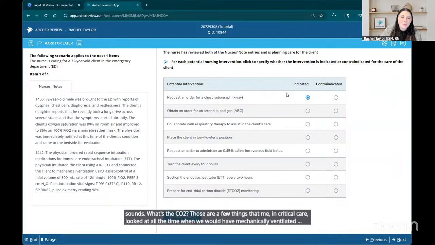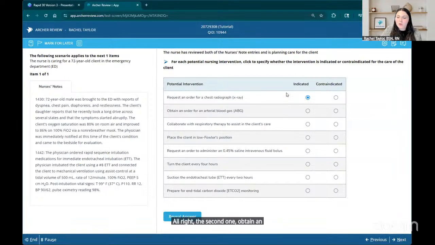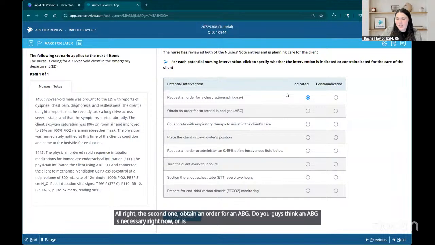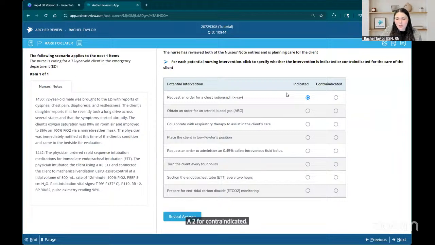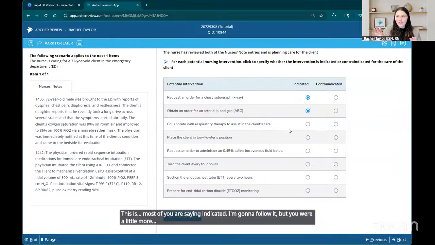All right, the second one, obtain an order for an ABG. Do you guys think an ABG is necessary right now, or is this contraindicated? Give me a 1 for indicated, a 2 for contraindicated. Let's see what you all think. Amazing. Most of you are saying indicated. I'm going to follow it, but you were a little more controversial there on indicated versus not.